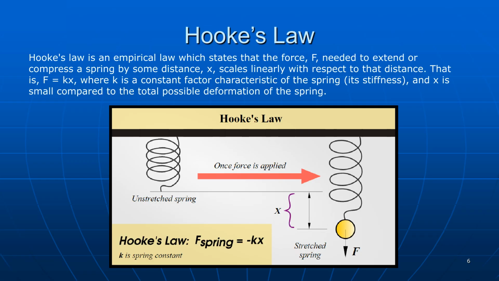Hooke's law is an empirical law which states that the force, F, needed to extend or compress a spring by some distance, X, scales linearly with respect to that distance. That is, F equals Kx, where K is a constant factor characteristic of the spring, its stiffness, and X is small compared to the total possible deformation of the spring. The concept of Hooke's law is used to form the basis for the longitudinal, flexural, and torsional rigidity terms defined on the next 3 pages.